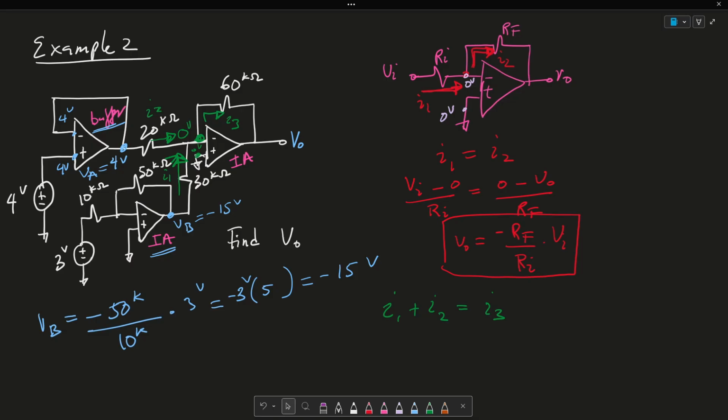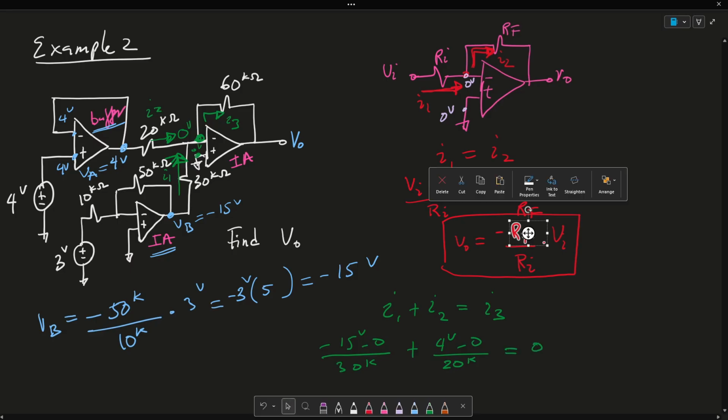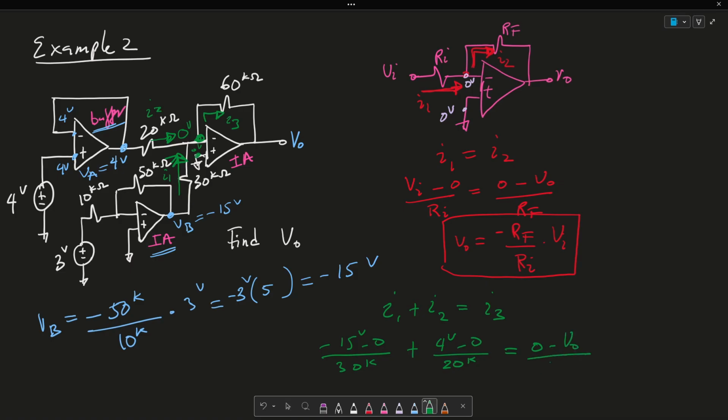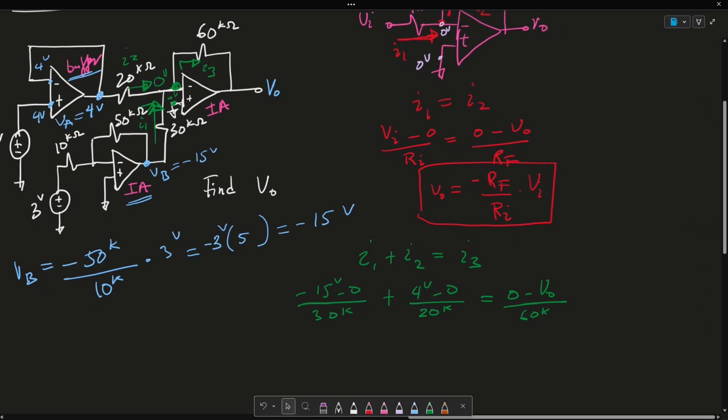All right, and I1 is simply minus 15 minus 0 over 30K. I2 is 4 volts minus 0 over 20K. Mistake here. Oh, yeah, 30K, yep. And this has to equal 0 minus VO over 60K. Looks like I'm having some difficulties with my pen. But let's go ahead and just solve this all out.